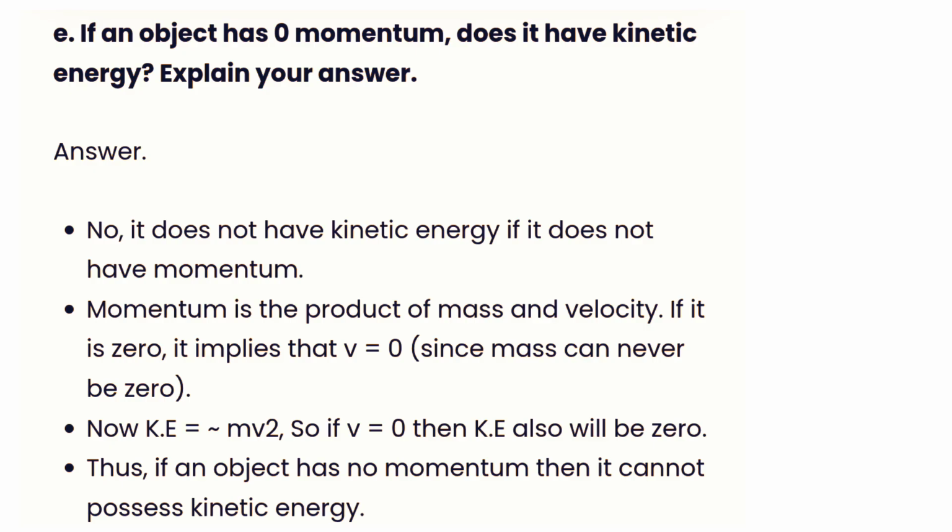E. If an object has zero momentum, does it have kinetic energy? Explain your answer. Answer. No, it does not have kinetic energy if it does not have momentum. Momentum is the product of mass and velocity. If it is 0, it implies that v = 0, since mass can never be 0. Now, KE = 1/2 mv². So if v = 0, then KE will also be 0. Thus, if an object has no momentum, then it cannot possess kinetic energy.